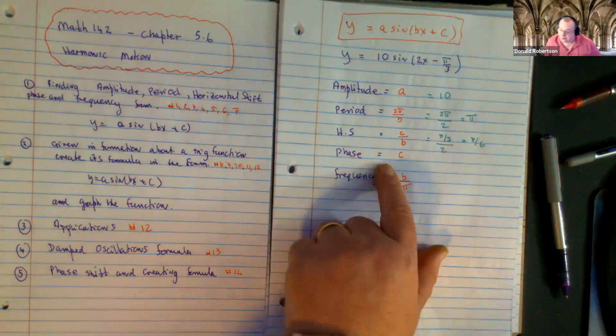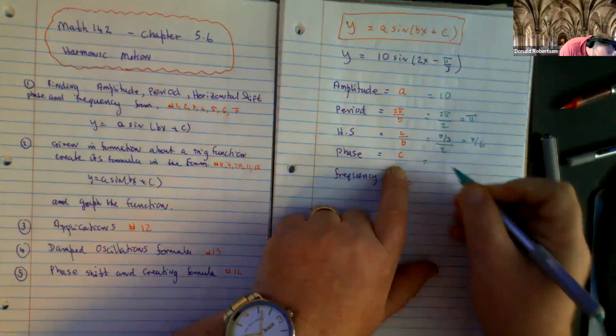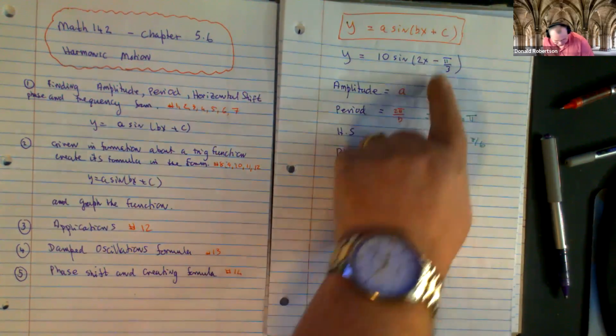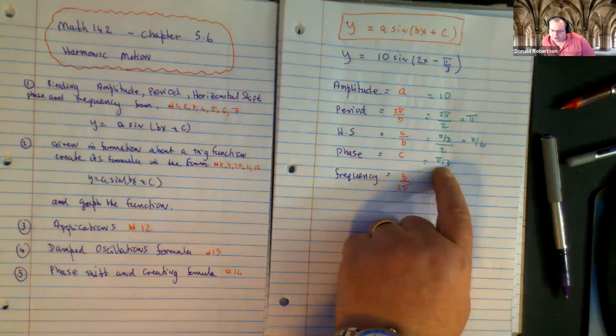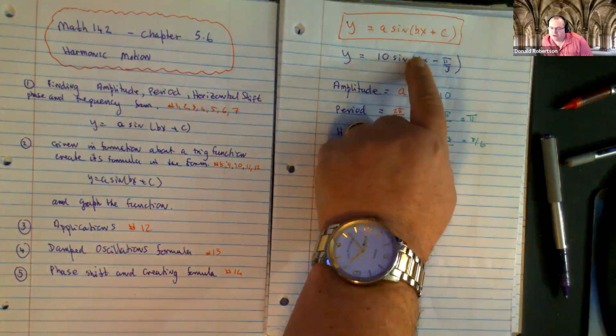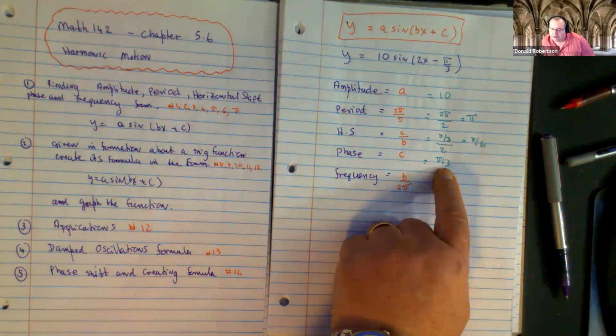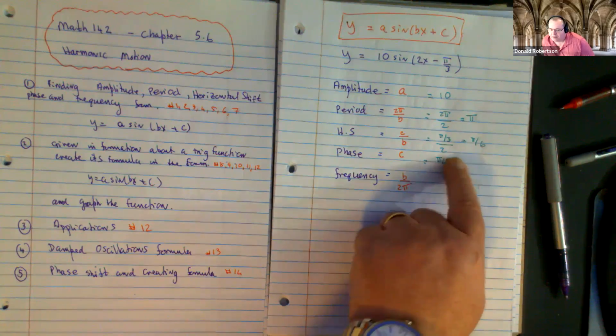Now, there's a guy called phase, which is the new guy in town. And the phase in this case is just C, in the sense that if that's negative, this is positive. Now, if this had said 2x plus pi upon 3, wouldn't the phase be negative pi upon 3? Okay.